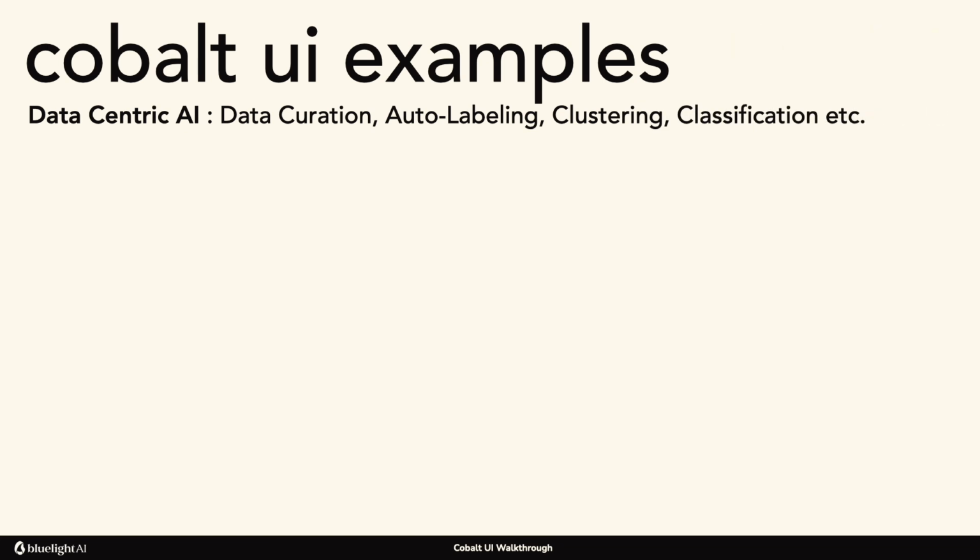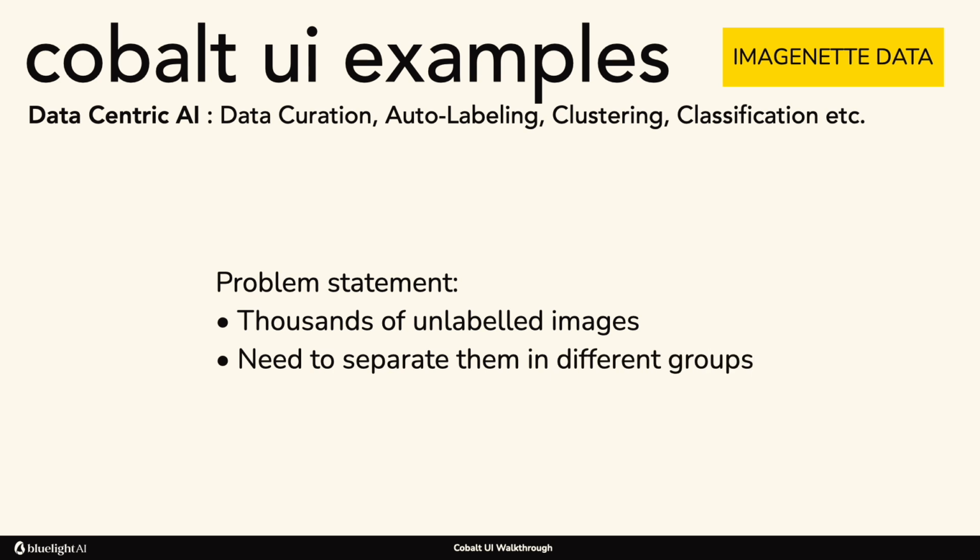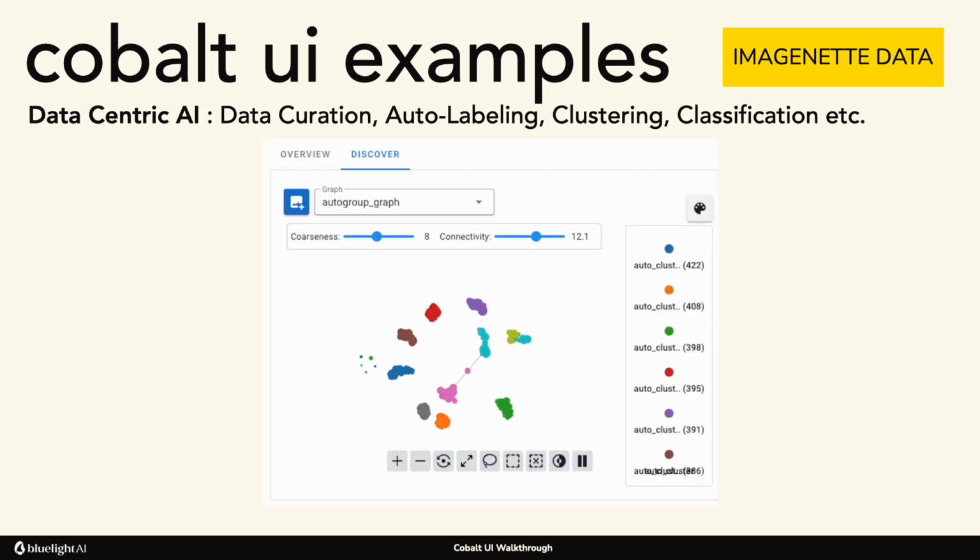Let's see another example from data-centric AI space with applications such as data curation, labeling, clustering, classification, etc. Here we are trying to do data curation and labeling from ImageNet data. This data has more than 13,000 images across 10 different classes. In the very first pass, we are able to separate them with 99.4% accuracy. In fact, we are able to identify subclasses of the images that were not present in the original ImageNet data. We will see one version of this analysis shortly.